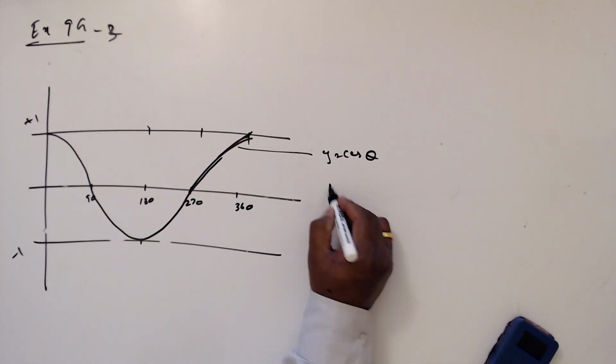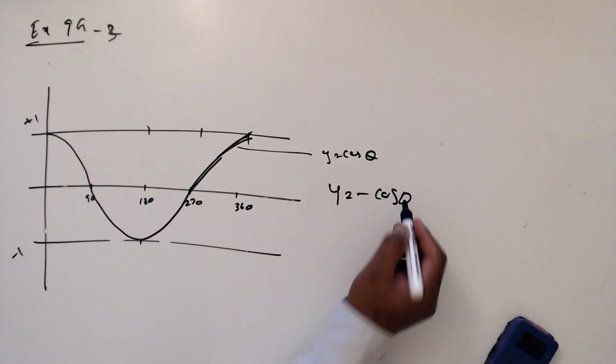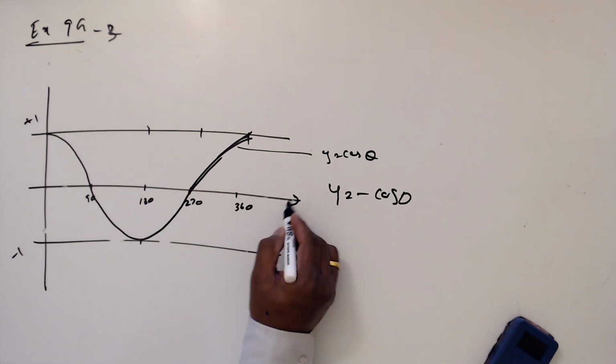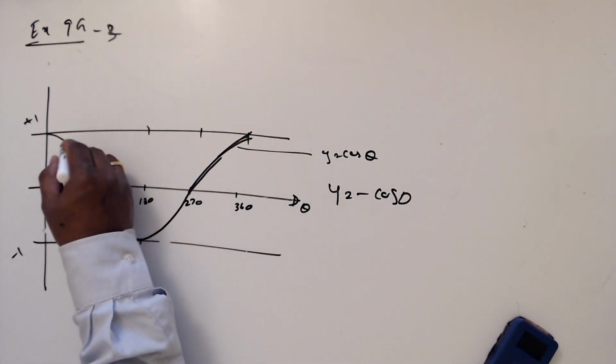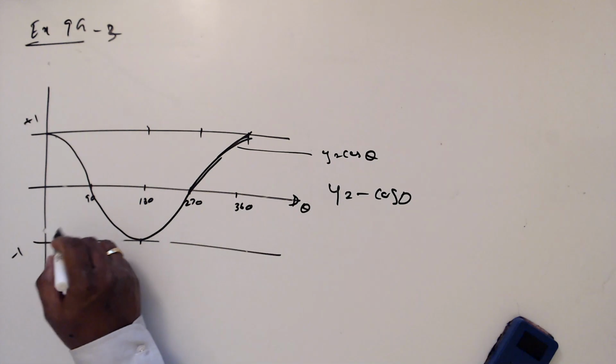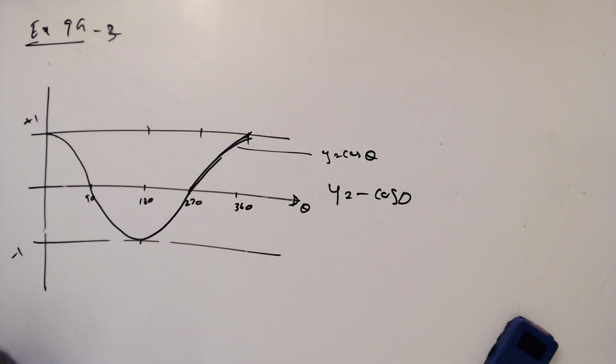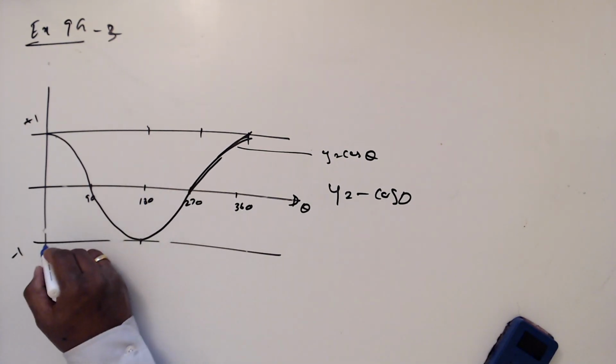Now we need y equals minus cos theta. It means, so this is the theta axis, all positive values have to be negative and negative values have to be positive. The graph we need is this one then.